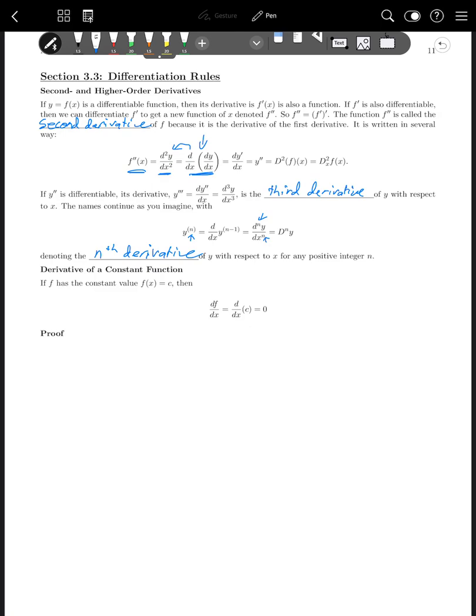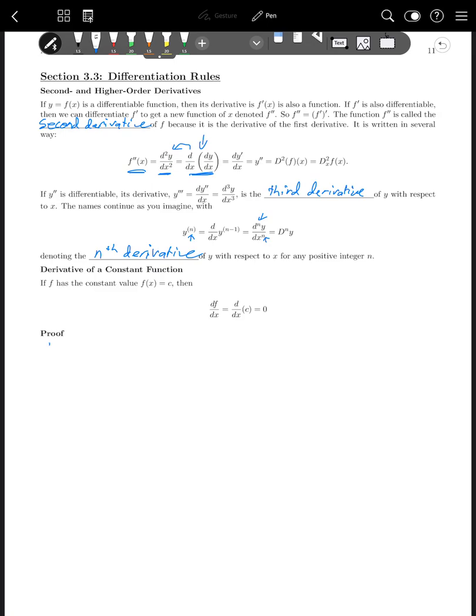Okay. So that's some notation on doing multiple derivatives. Now let's start getting into some of the rules. So the first rule is the constant function. If f is a constant value, f of x equals c, then the derivative of c is 0. So we could try doing that derivative real quick here.